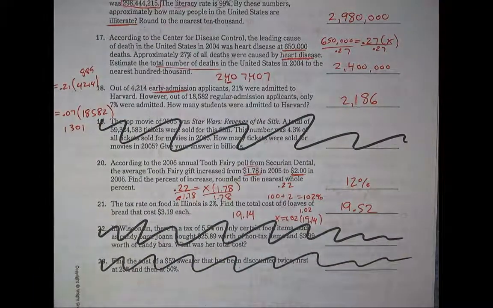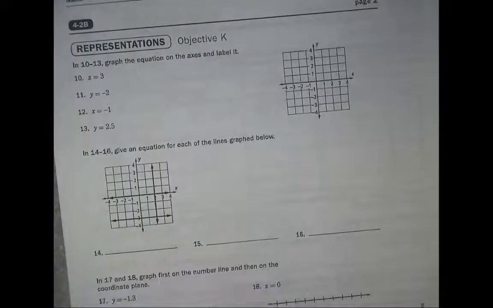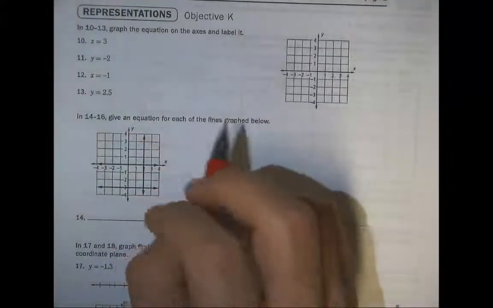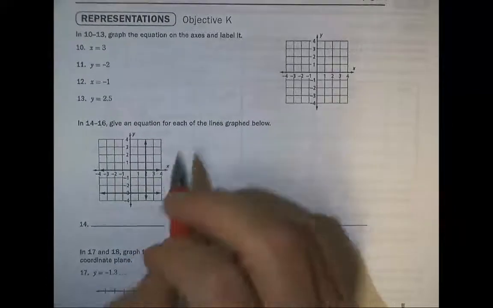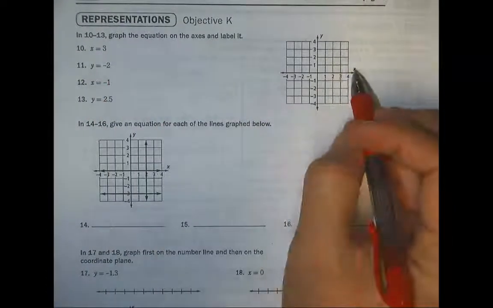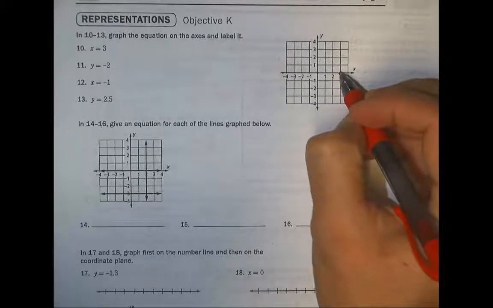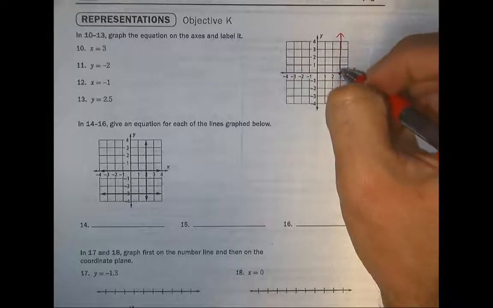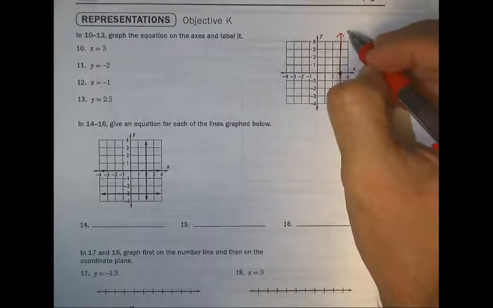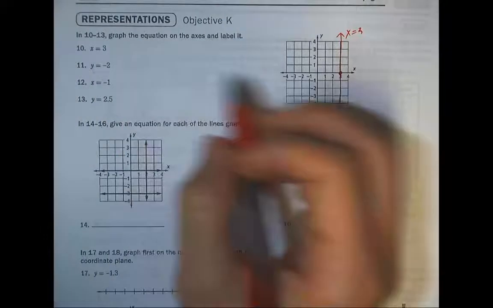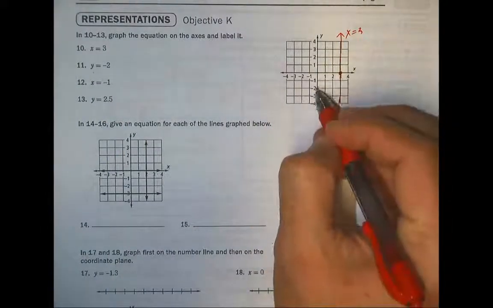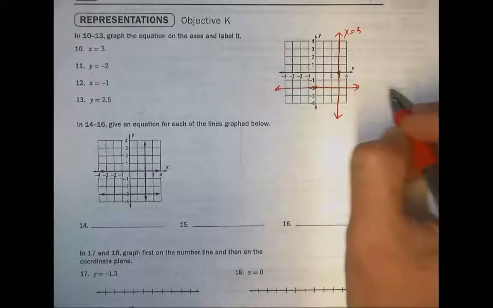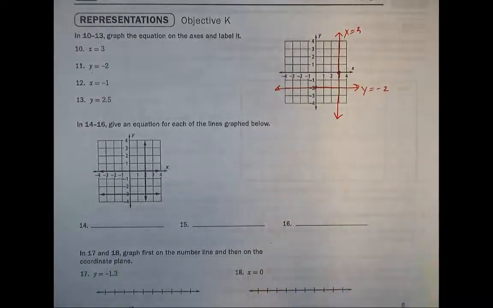All right, moving on to 4.2. We're going to graph these equations and label them so we know what's what. So x equals 3, you go to your x-axis and you find 3, and we're going to draw a line that always is x equals 3. The y values can change up and down, but the x values anywhere you go on this line are equal to 3. Y equals -2. Go to the y-axis, find -2. The x values can change left to right, but no matter where I go on this line, the y values are -2.